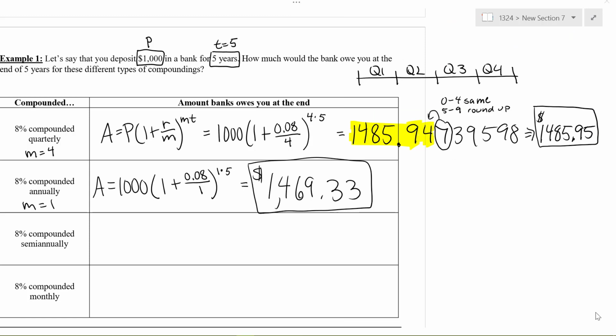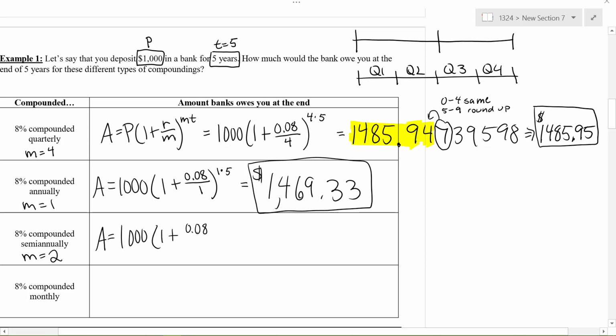The next part says compounded semi-annually. When we're talking about semi-annually, we're talking about twice a year, so we have 2 halves of the year. Semi-annually means that you are compounding twice a year, so M equals 2. To calculate this, we're going to do A equals our principal 1,000 times 1 plus our interest rate 0.08 divided by our M value, which is 2. And then in the exponent, we're going to do M times T, so that's 2 times our T value, which is 5 years. Now we're going to put that into decimals and see what we get.